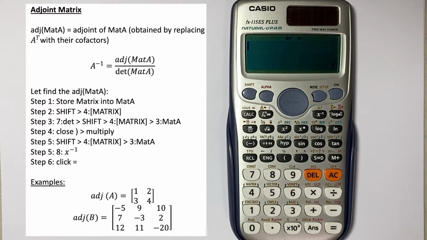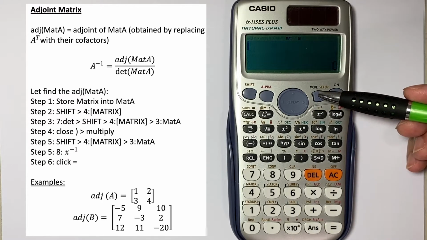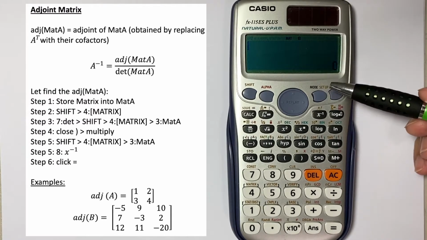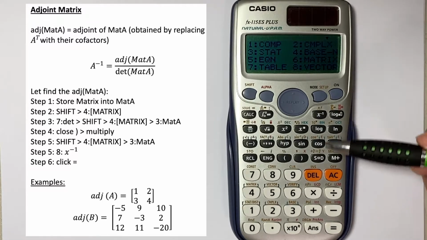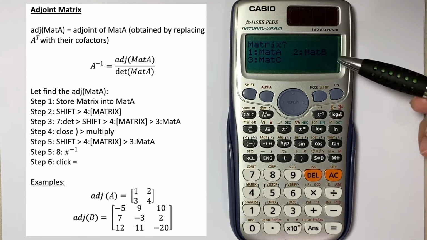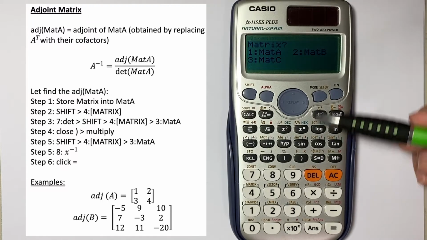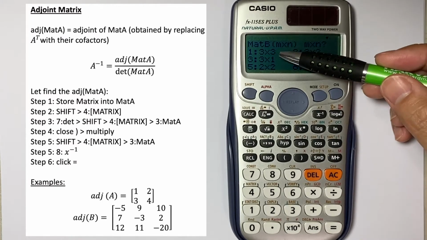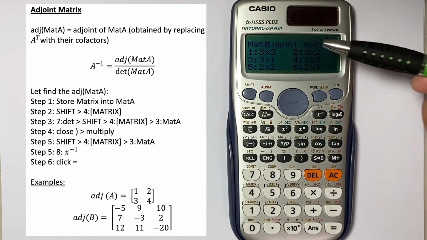Let's do another example here, which is a 3 by 3 matrix. So to find the adjoint for the matrix B with a 3 by 3 matrix, we go to mode, go to number 6, and then this time we're going to store on the matrix B. We're going to select number 2 and then number 1, which is a 3 by 3 in this case.